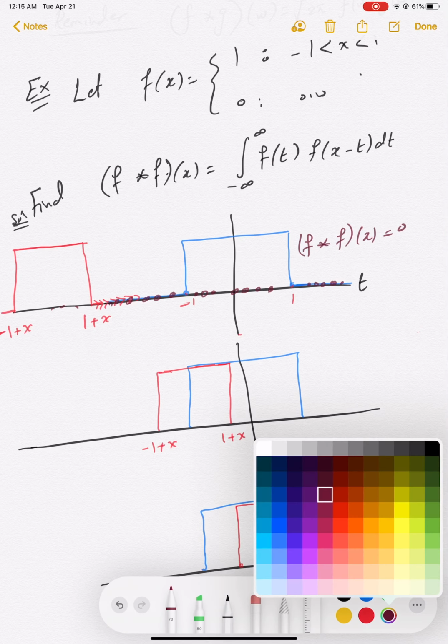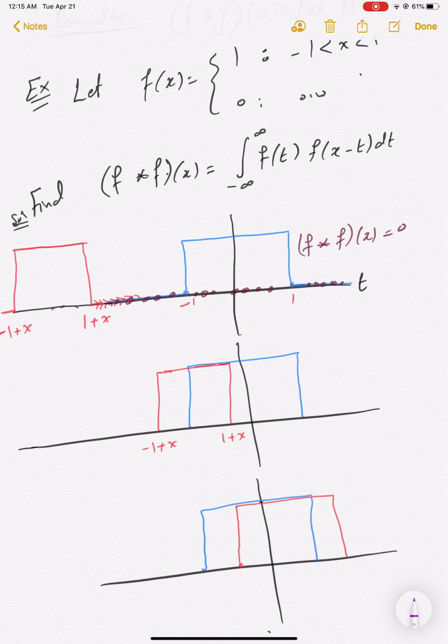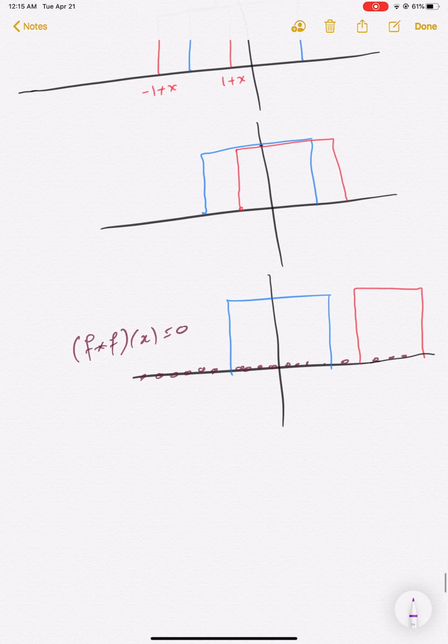That means, in this case, 1 plus x is less than or equal to negative 1. The equality doesn't change anything because my functions are continuous, and the convolution is continuous, so you don't need to worry about the equalities. So in this case, x is less than negative 2. So basically, when you compute the convolution, if x is less than negative 2, you will get 0.